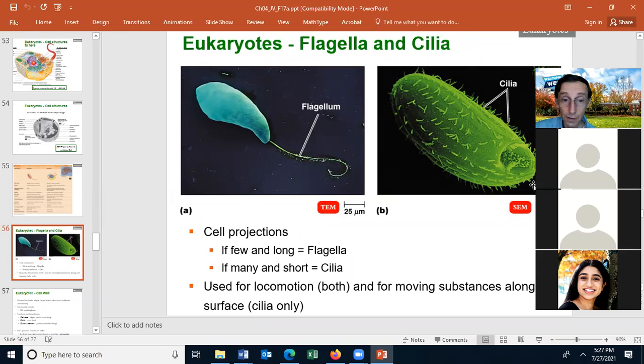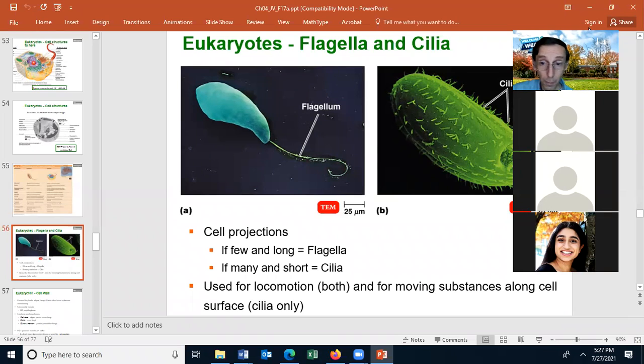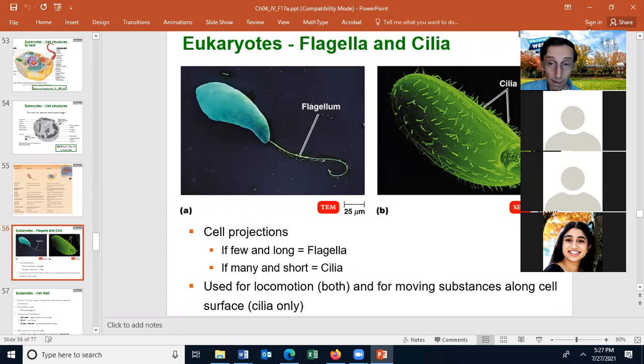The cilia can also be used for moving stuff along the outside of the cell and then moving it to the surface or the mouth of the eukaryotic cell.